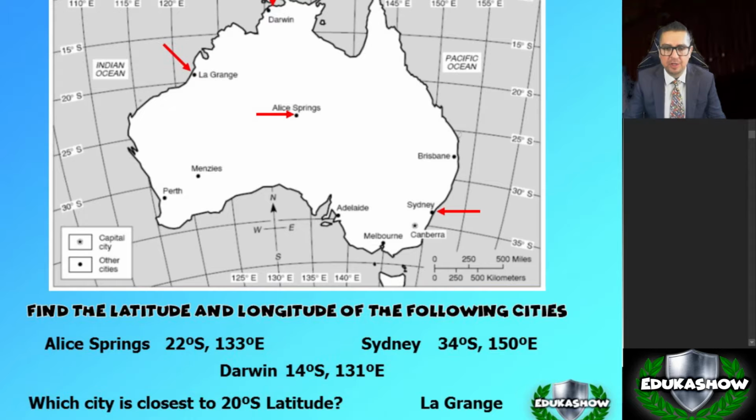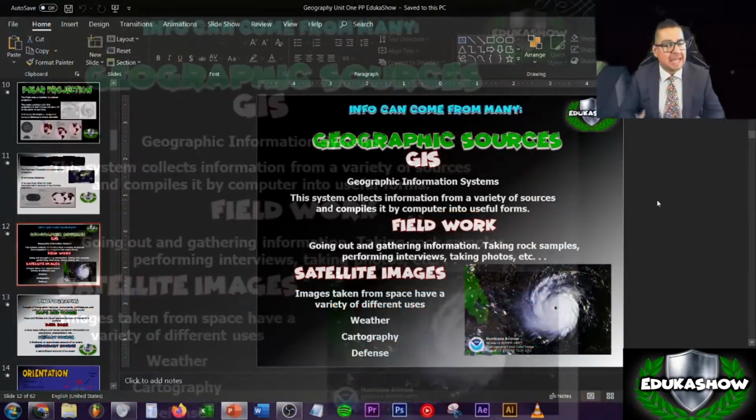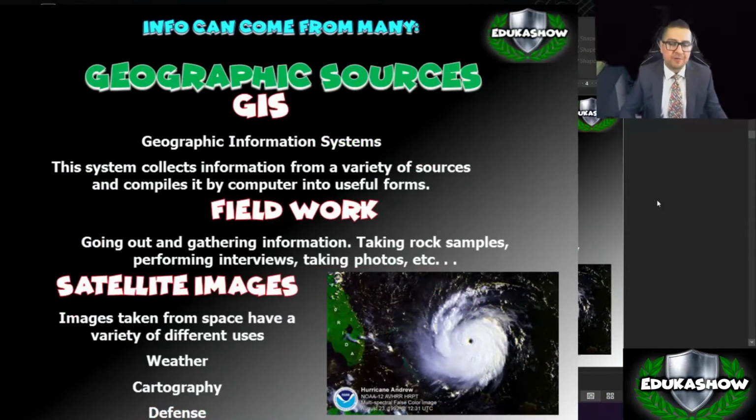Very good. So what we're going to be working on today is the geographic sources. Information for a geographer can come from many different sources, and the first one would be the GIS. And what is GIS? Well, it's very simple. Geographic Information Systems.